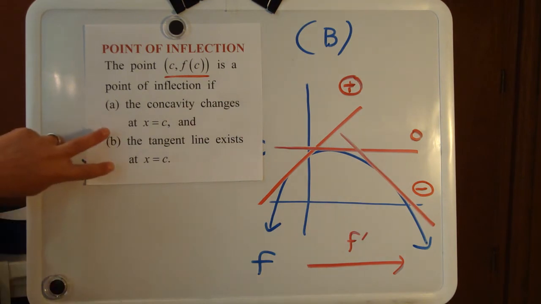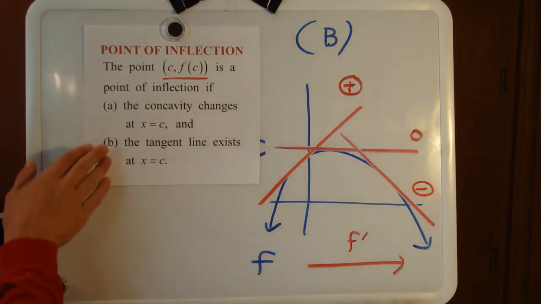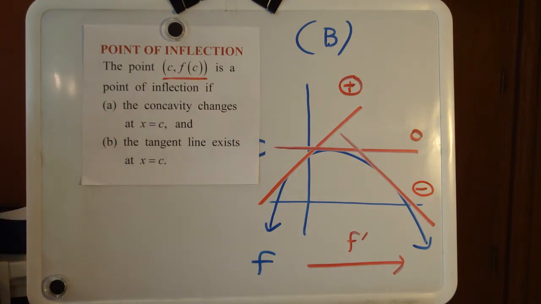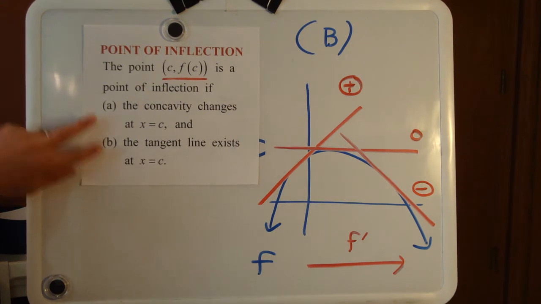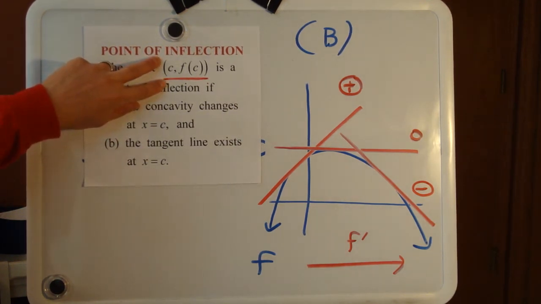The second condition is that the tangent line must exist. An informal way of understanding this is that the graph must be smooth at that point. So if we have a smooth graph and the concavity changes, then we call this location a point of inflection.